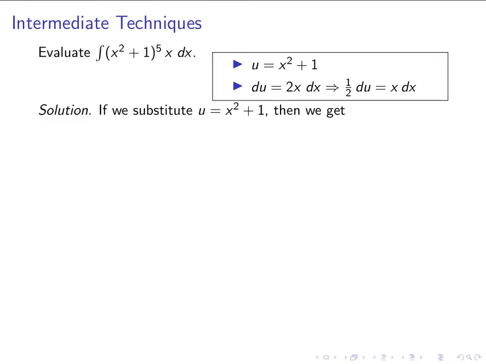If u is x squared plus 1, then du is 2x dx, and that means I can rewrite that as 1/2 du equals x dx. This step, by the way, what I'm doing here is I'm taking this as an equation and I'm multiplying both sides by 1/2. If you multiply both sides by 1/2, it turns into this.